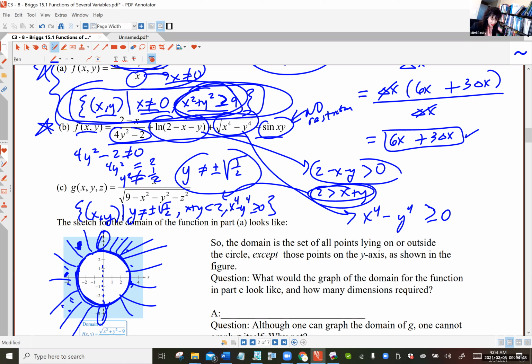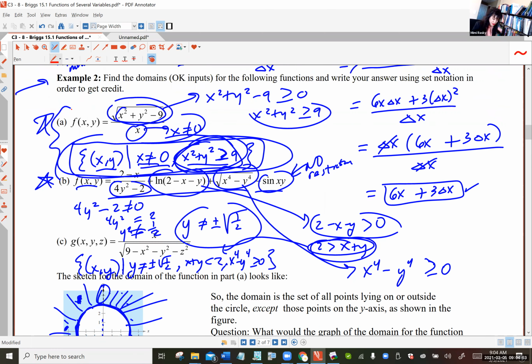Now let's do the function of 3 variables. Now, folks, a function of 2 variables you can graph. Why? Because it's going to be a surface. So a surface you can graph in 3D. Unfortunately, a function of 3 variables, you cannot graph it. Well, why not? Because you need 4 dimensions.